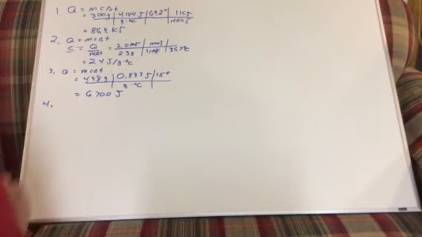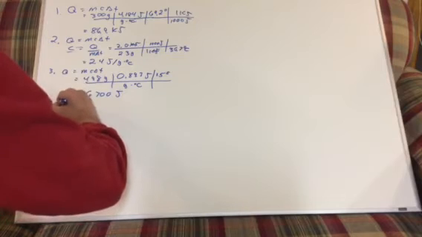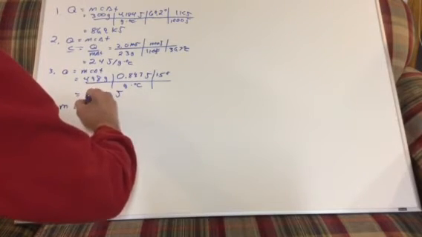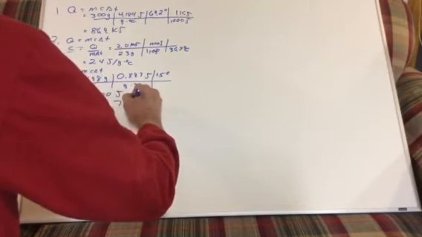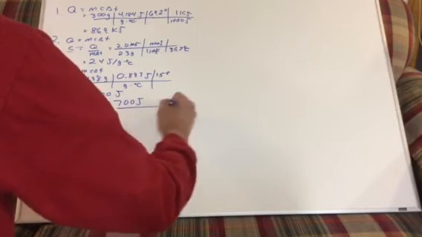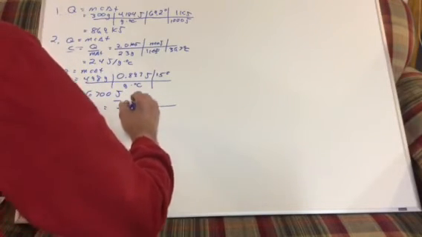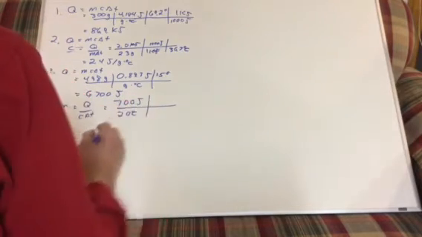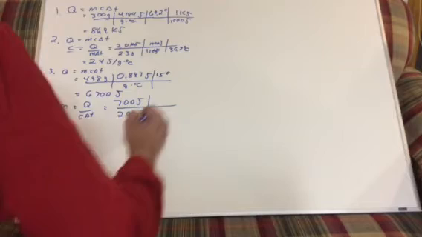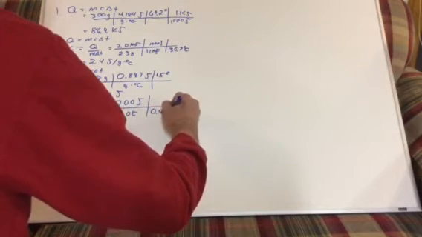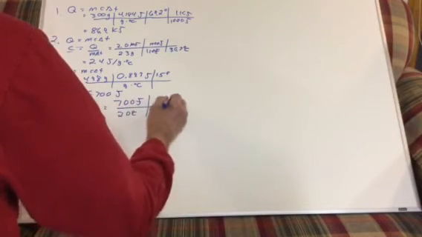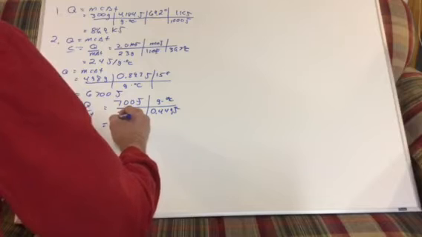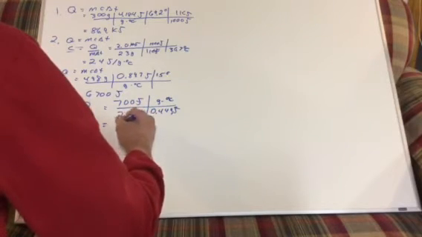For problem 4, what mass of iron would be required to provide 700 joules? Using the same formula, except now I'm solving for mass. So mass equals Q over C delta T. Heat value is given to us as 700 joules. Delta T is 20 degrees Celsius. And the C value again on that sheet, 0.449 joules per gram degrees Celsius. Joules cancels, degrees Celsius cancel, left with grams, which is 78 grams.